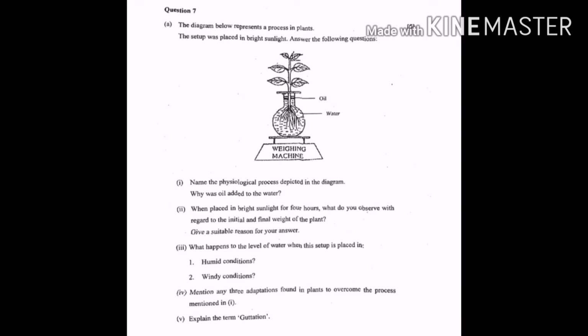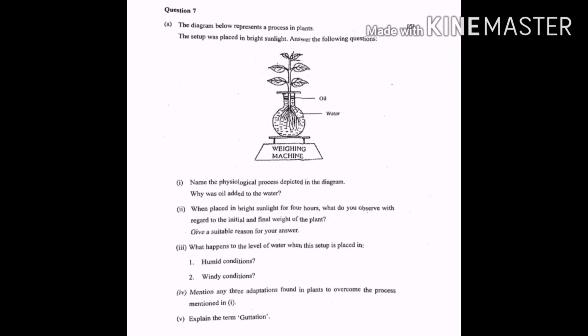The third question asked here is, what happens to the level of water when this setup is placed in number 1 humid condition, number 2 windy condition? So, the answer will be, when placed under humid condition, there will be a slight change in the level of water due to the reduced rate of transpiration. And number 2, when placed under windy condition, the water level decreases rapidly due to the increased rate of transpiration.